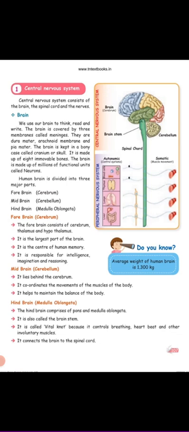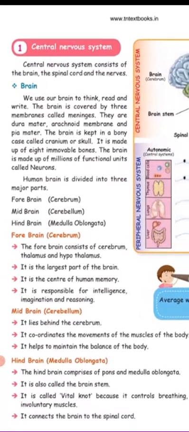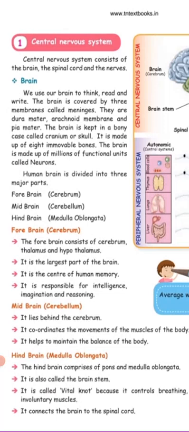Okay, three membranes. So our brain is covered by three membranes that are called meninges. They are dura mater, arachnoid membrane and pia mater. What are the three things? Dura mater, arachnoid membrane and pia mater.